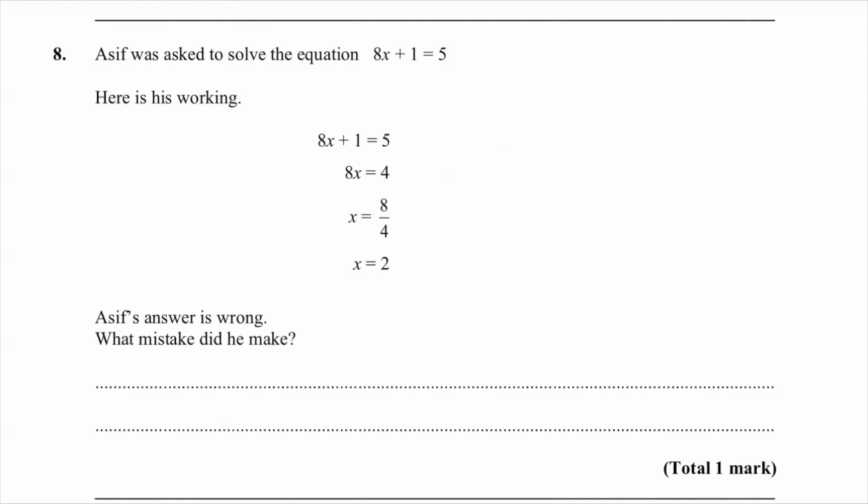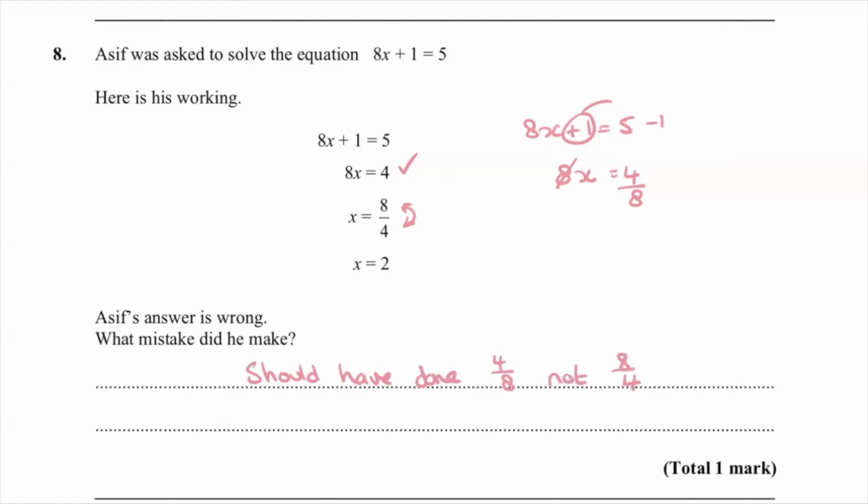So the first thing that we would do is we would take off the 1 to get 8x equaling 4, which he got as well. So he hasn't done anything wrong at that stage. We would then have to divide through by 8. So we'll compare that, and we can see he's got it the wrong way round. So now we can see his mistake clearly. We can write down what he did. And that will be good enough to get the mark.